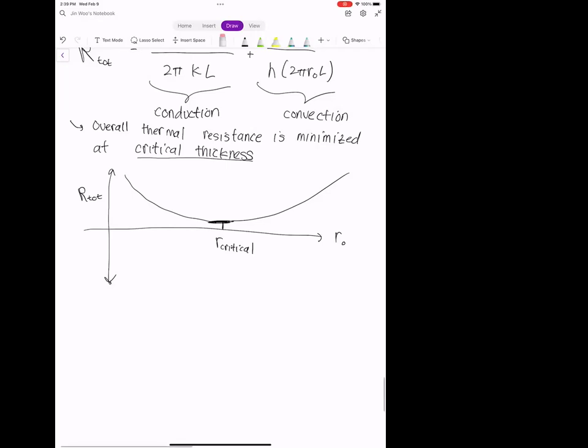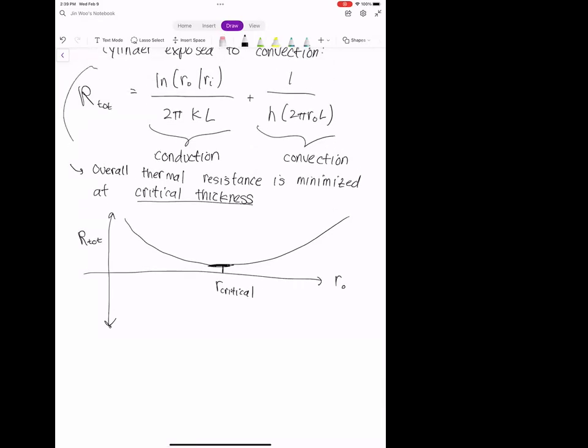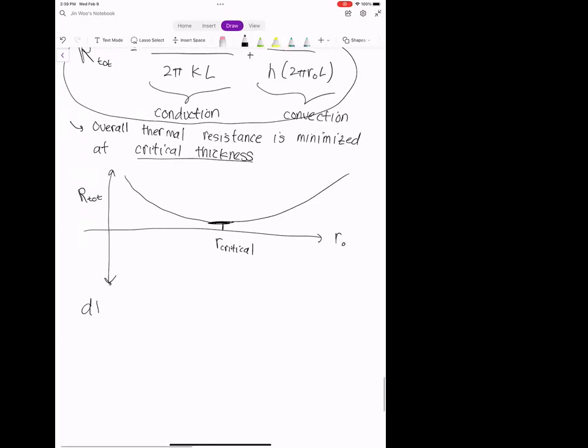In other words, what we're going to do is take this equation up here, take the derivative of that function with respect to RO, and set it equal to 0. And then from this equation, we're going to solve for RO. This RO is going to be the critical thickness.